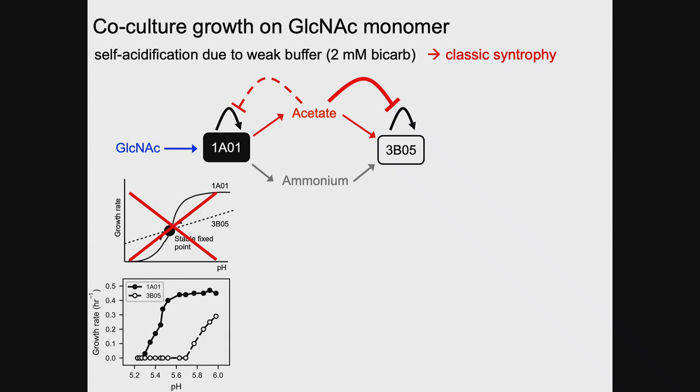With a strong buffer in batch culture, of course, there's no issue of coexistence or not. If you were doing serial dilution, with serial dilution they coexist. I'm not showing you data, but it's in a paper. With strong buffer, you do serial dilution, they just coexist.